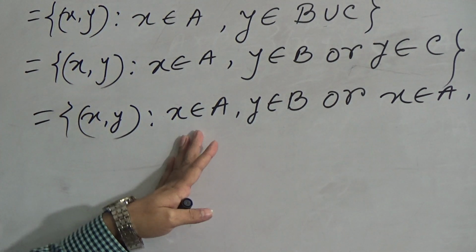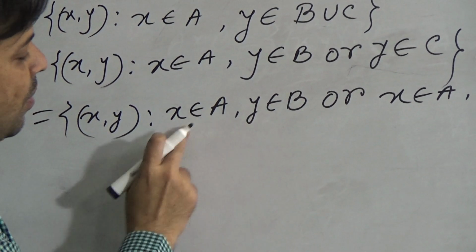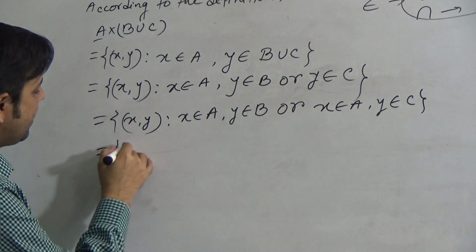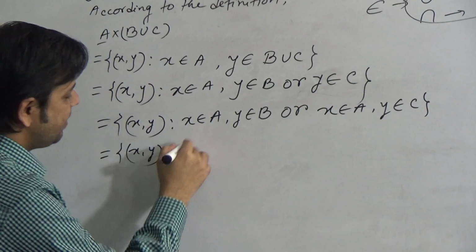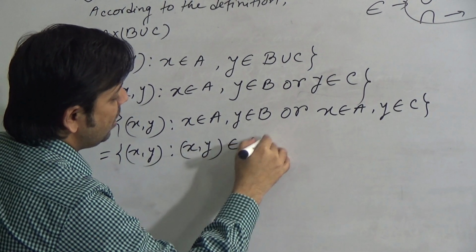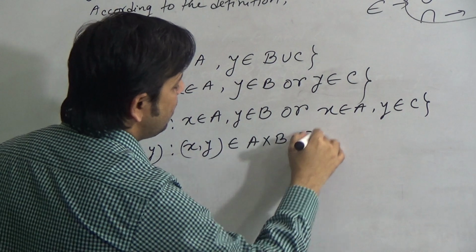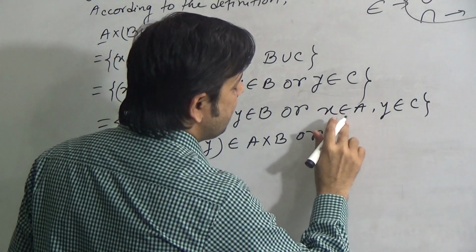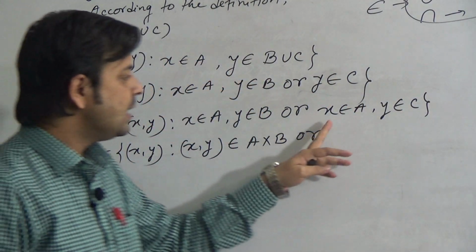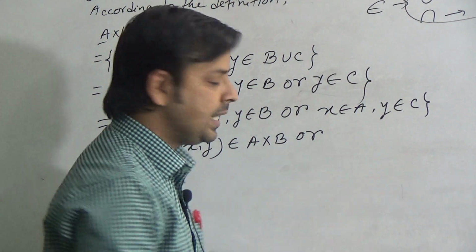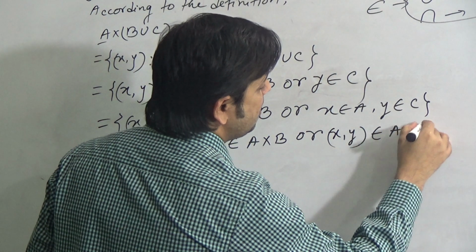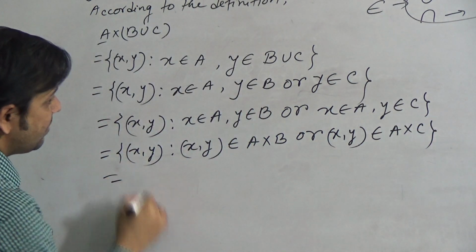Okay, dear students. So, we can write here x comma y is contained in A cross B. Here is or, write here or. Again, x is contained in A, comma y is contained in C. What does it mean? It means that the ordered pair x, y is contained in A cross C.